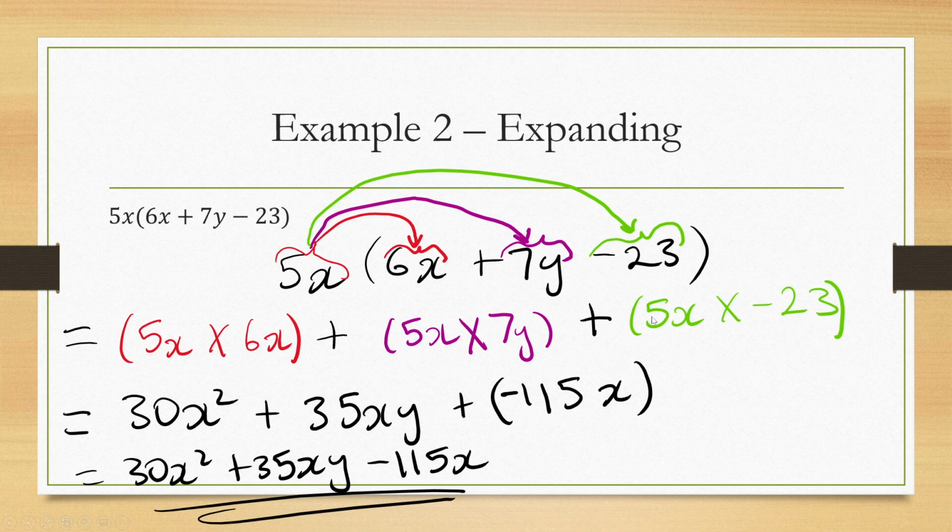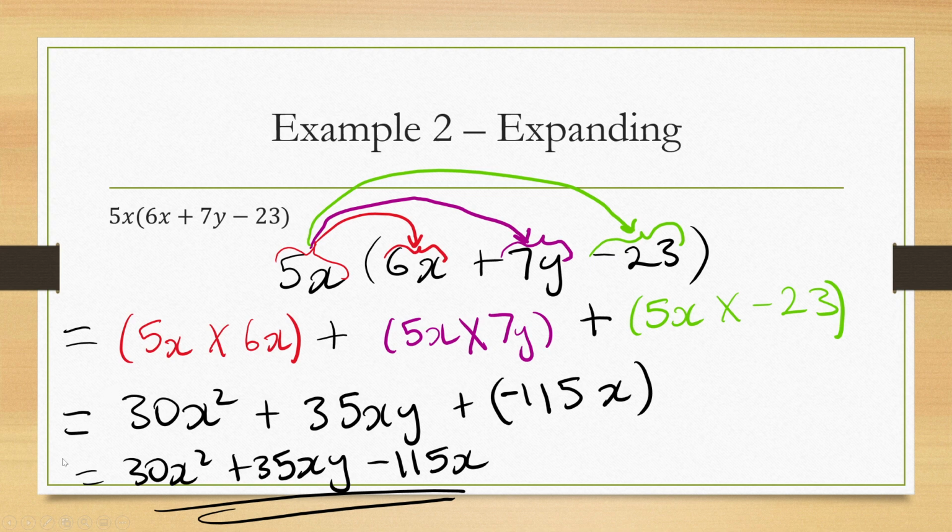Now what you're going to do is 5 multiplied by minus 23. 5 multiplied by minus 23 is minus 115. The x is not being multiplied by another letter, so the x stays as it is. Put this in brackets because this is a special case where we have a minus, so we know that we need to change this plus sign into this minus.